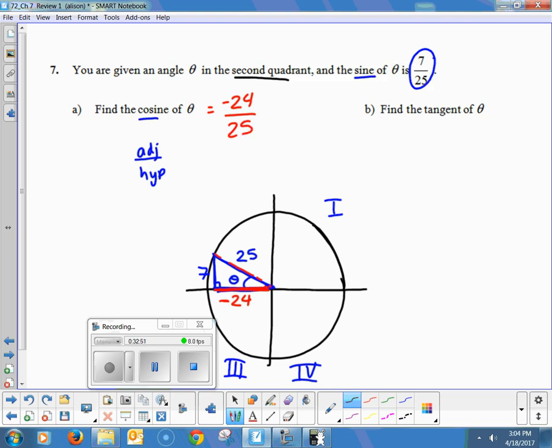And we can also find the tangent of the angle. The tangent is the opposite over adjacent, or the sine over the cosine, which is 7 over negative 24.